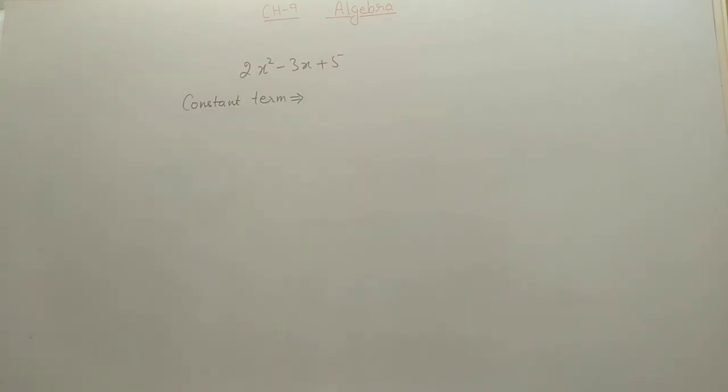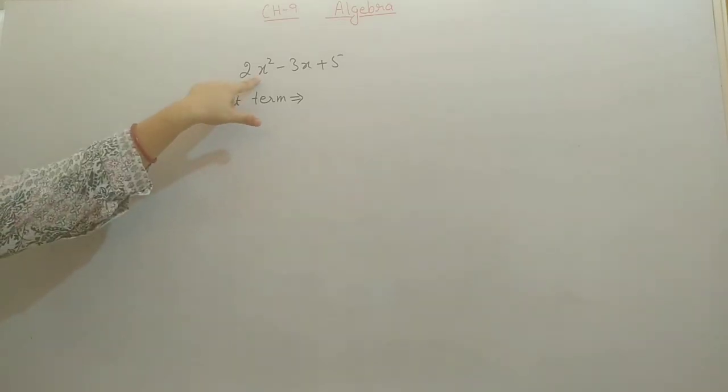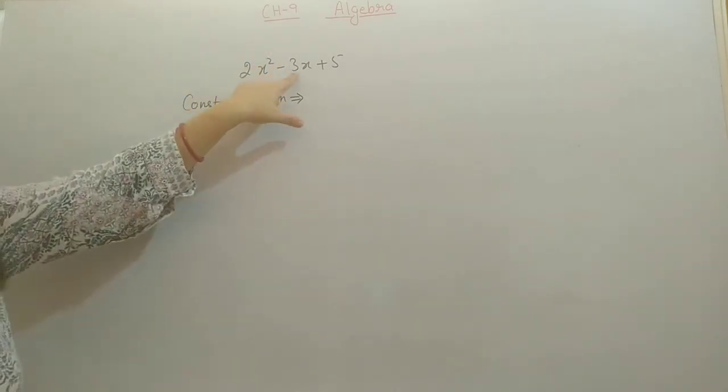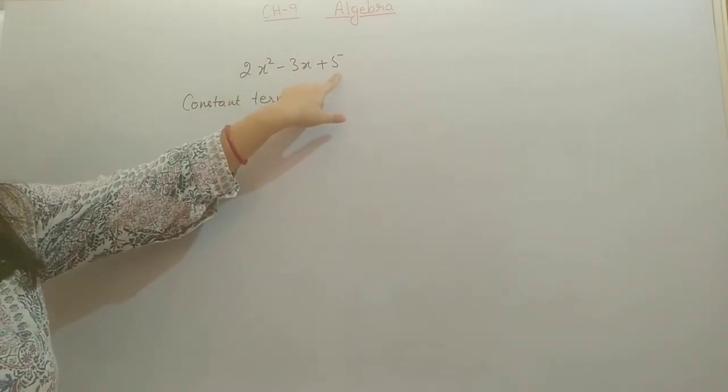Next we have constant terms. So what are the constant terms here? You can see here I have taken one algebraic expression, 2x square minus 3x plus 5. In this algebraic expression we have three terms. One term is this 2x square, second term is 3x, and third term is 5.